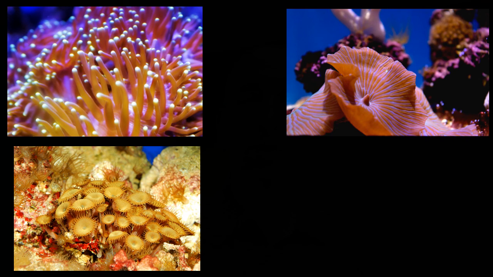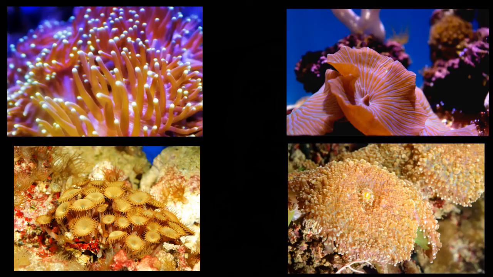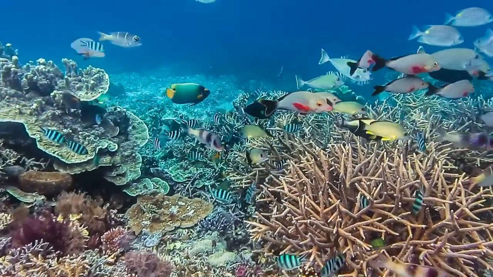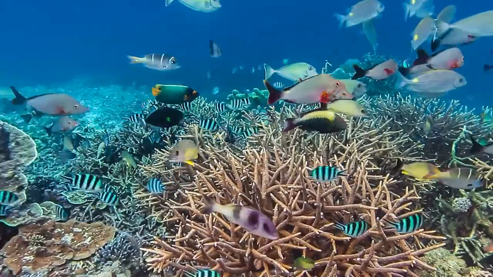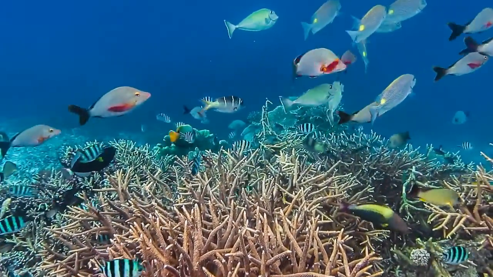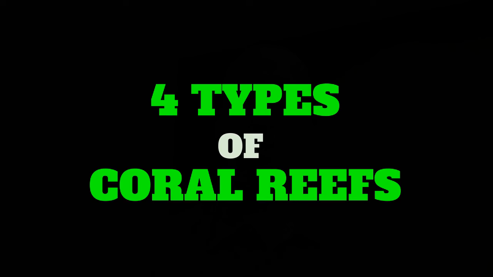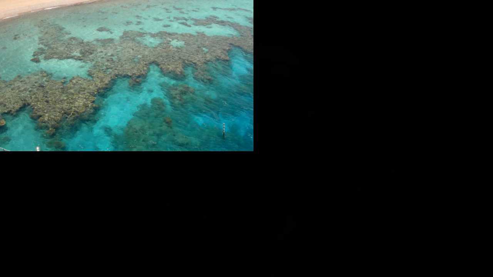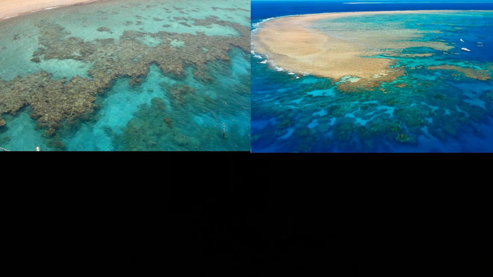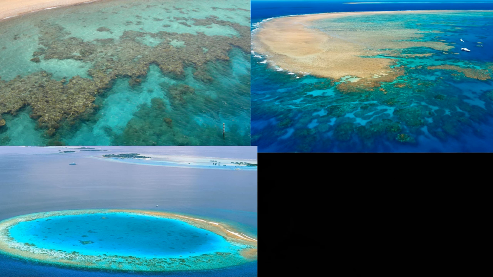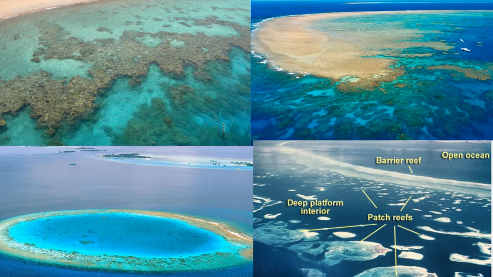Coral is a very important part of the ecosystem. An ecosystem is a biological community of interacting organisms and their physical environment, in this case, the ocean. Scientists generally agree on 4 different types of coral reefs: fringing reefs, barrier reefs, atolls, and patch reefs.